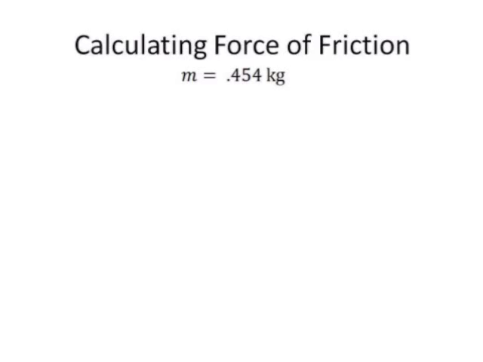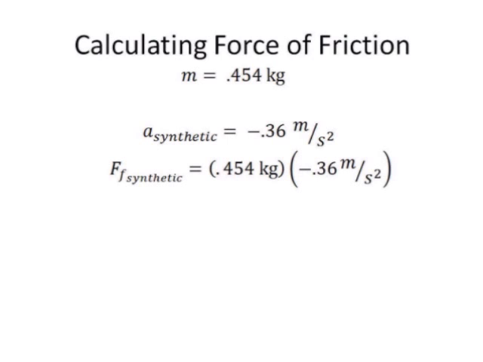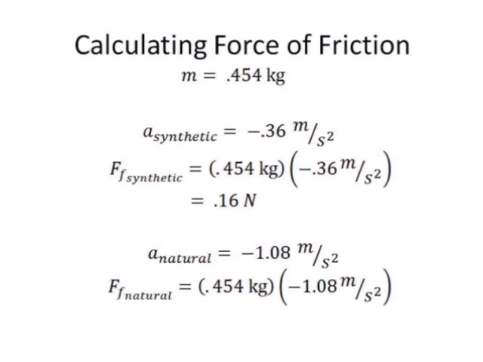The software was used to find initial and final velocities along with the time taken for the deceleration. The mass of the ball was 0.454 kilograms. By plugging in these measurements, we find that the average acceleration of the soccer ball on the synthetic turf field is given by negative 0.36 meters per second squared, which gives us a force of friction of 0.16 newtons. The average acceleration on a natural grass field is found to be negative 1.08 meters per second squared, giving a force of friction of 0.49 newtons.